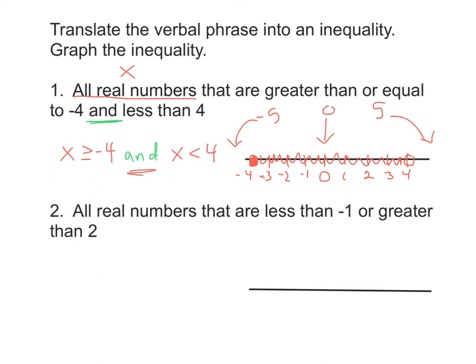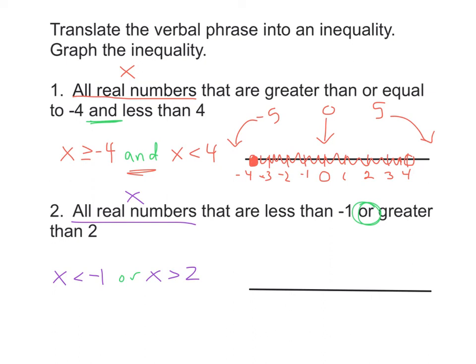So this should be shaded because it's true for this and this. And the last one to test is 5. So is 5 greater than or equal to -4? It sure is. 5 is greater than -4. And is 5 also less than 4? No, it's not. Since it's not true for both, it shouldn't be shaded, and it is not. All right, the next example. Again, all real numbers, we'll use x there, all real numbers that are less than -1 or greater than 2. So I'm looking for numbers that are less than -1 or numbers that are greater than 2.